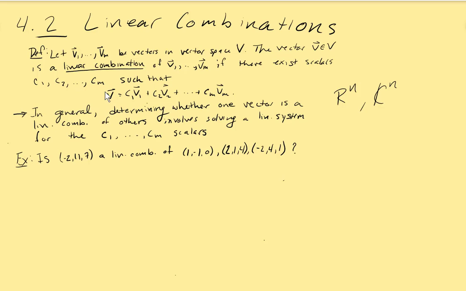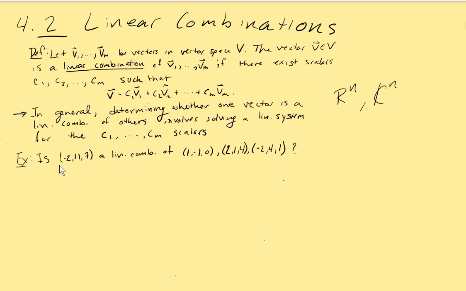So we're just saying if we can write this original vector as some amount of v1 plus some amount of v2, all the way up to some amount of vm, then we are able to say that v is a linear combination of these vectors v1 through vm. And so we'll see that once we get into this, it becomes obvious that in general, determining whether one vector is a linear combination of other vectors really typically involves solving a linear system for these scalars c1 through cm.